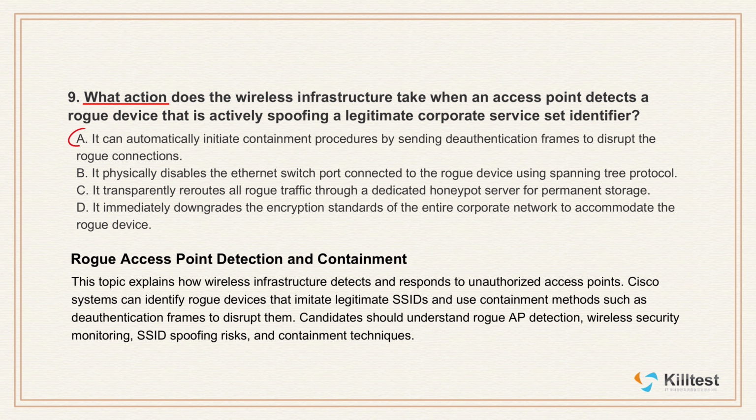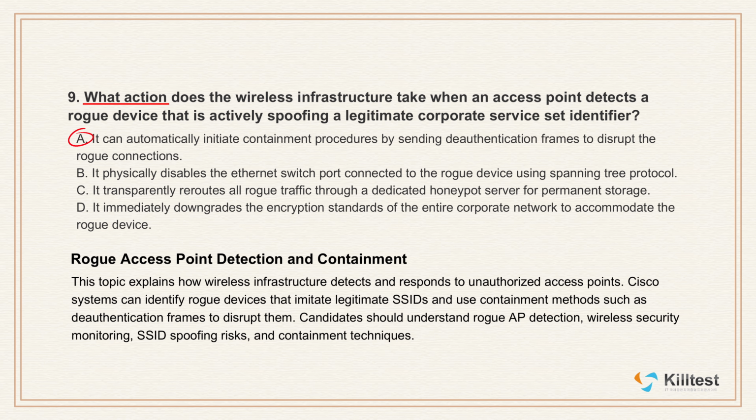What about option C, transparently rerouting to a honeypot? Honeypots are neat for research, but in a live spoofing attack, your immediate priority is stopping the connection, not secretly observing it. And option D, downgrading the encryption of the whole corporate network to accommodate the rogue. If you did that, you'd be fired. It's a catastrophic security failure to weaken your own network just because a rogue device shows up.